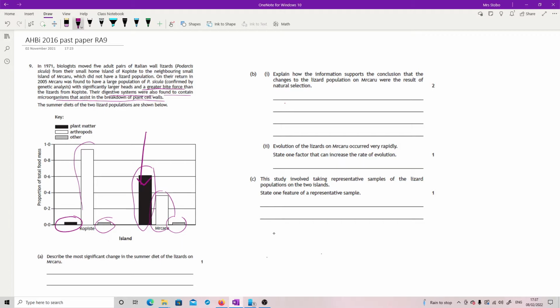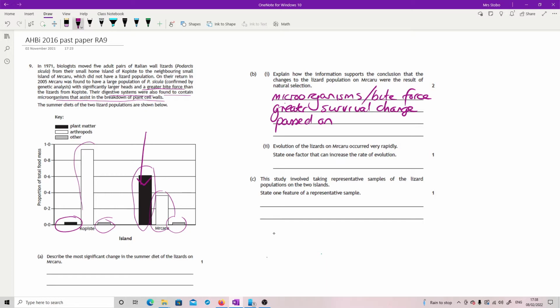Okay. Explain how the information supports the conclusion that the changes to the lizard population on the second island were the result of natural selection. Okay. So, well, everything I just said there. So we've got our microorganisms. And our bite force. So we're looking for something like that has increased. And because that's increased, they would have a greater chance of survival, which would then be passed on. And we've got that progression.